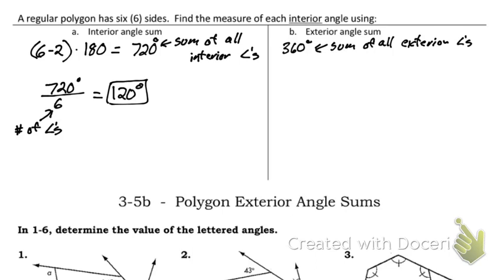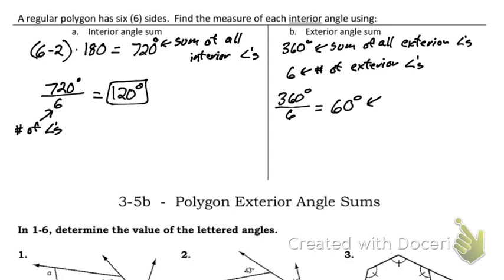How many exterior angles do we have if I have 6 sides? 6 exterior angles, right? So we have 6. That's the number of exterior angles. So to figure out what each exterior angle equals, we're just going to do 360 divided by 6, which equals 60 degrees.